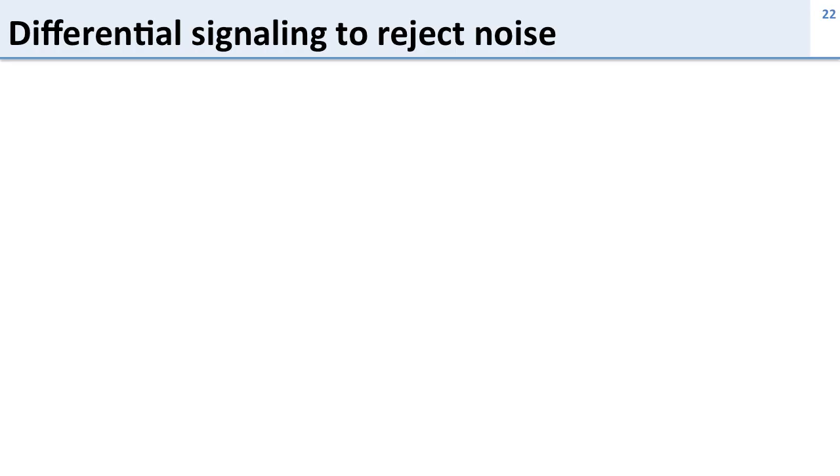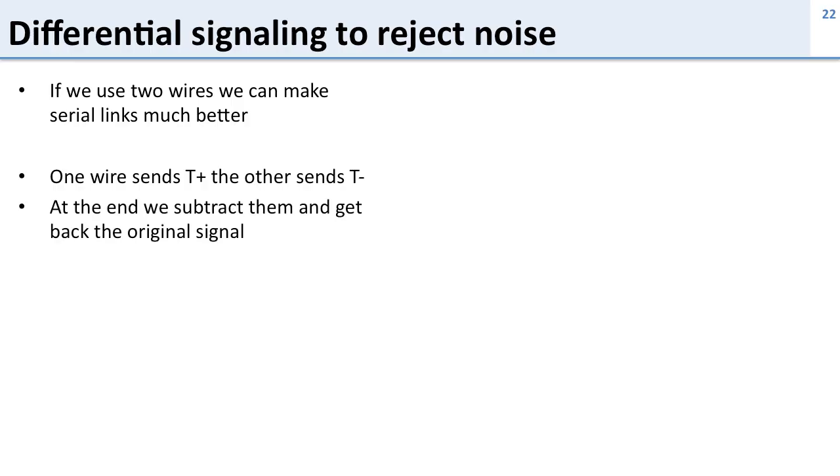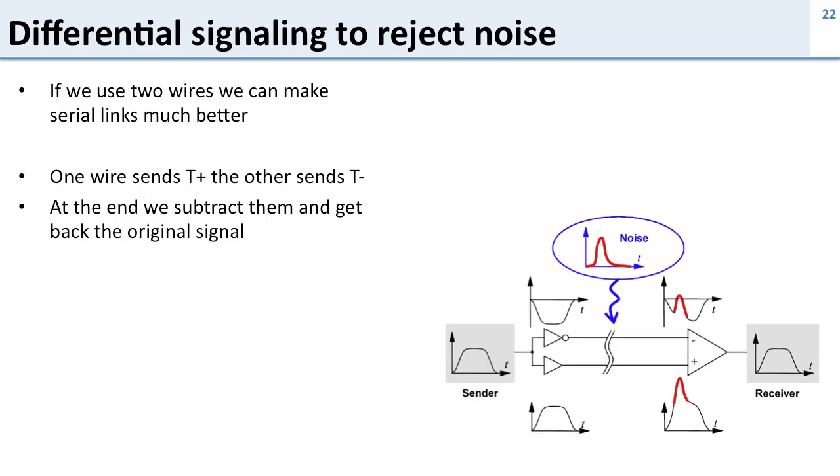So serial communications can do something very clever to reject noise. If we can use 2 wires, we can make the links much better, and the way we do that is by having 1 wire send our signal, transmit plus, and the other send the negative version of the signal, transmit minus. At the end, we're going to subtract them to get back the original signal. And let's see why we do that.